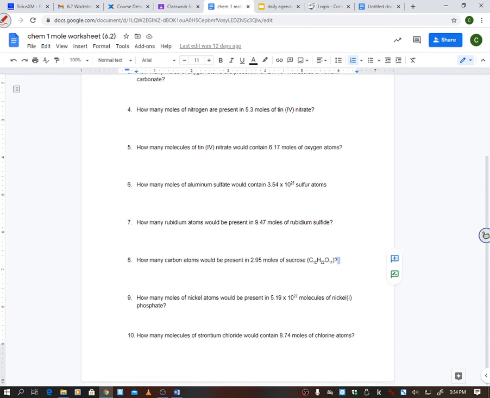All right, number 8, sucrose. I went ahead and gave you that equation right there. On number 9, nickel 1, it's got that Roman numeral 1. That means it's a +1. Phosphate. Phosphate is PO4, and that is a -3. Now this comes off a special sheet. So that's Ni3PO4. And then the last one is strontium chloride. Strontium is a +2. Chlorine is a -1, so it is SrCl2.